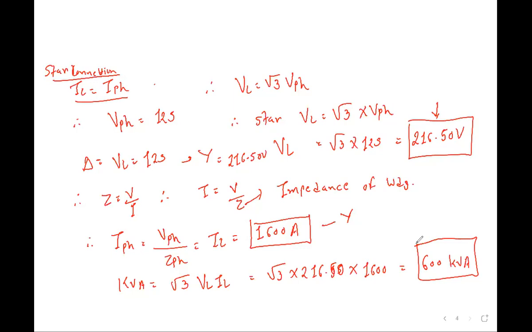So its KVA rating also remains the same. Okay, we started the example with 600 KVA. So the KVA rating and the current remain the same, but there is a change in the voltage.